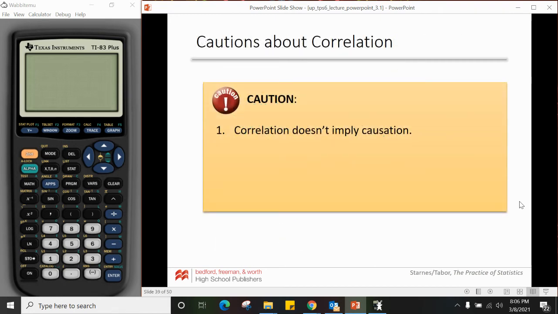So, some extra cautions, and you should know this. Correlation does not mean causation. You've probably heard this 1,000 times, but today's 1,005. So correlation does not mean causation.